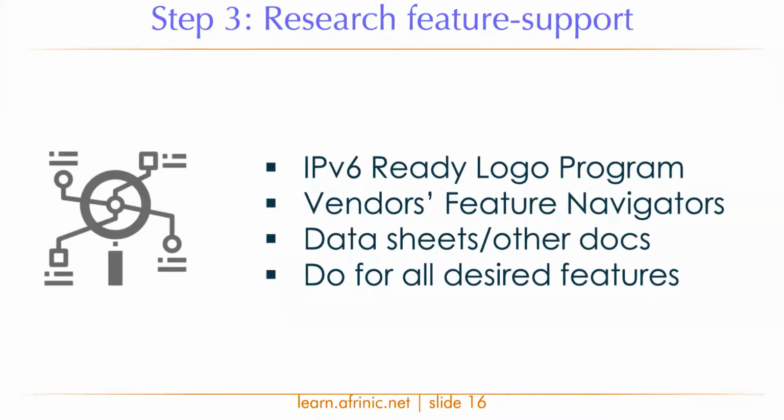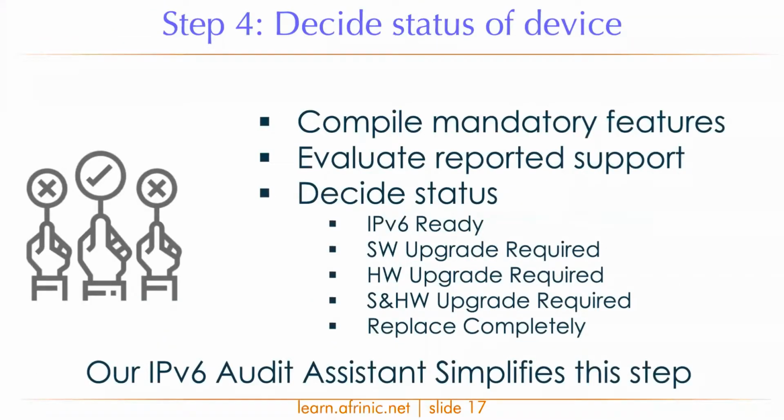And then the final step is, how do you decide the status of each device? Remember what you've done: you've listed all the devices in your network. Then for each device, you listed the features that you need. You've gone ahead and researched, and then for each one you've marked, okay, it's supported, it is not supported. Now, when it comes time to make a decision, it's as simple as this. Filter all the features that are mandatory. Then you look at the results of your research, and then you decide what is the status. The status really should be one of these four things.